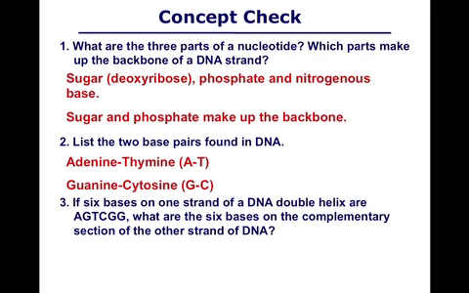All right, and then the third question: if 6 bases on one strand of DNA double helix are AGT, CGG, what are the 6 bases on the complementary section of the other strand of DNA? So you might be like, what? But you know the answer because it's just the base pairs. So what pairs with the A? T. What pairs with the G? C. Right? So you can write it out. You can actually answer the code. What's on the other side is the DNA. And the answer is TCAGCC. So you can write those right next to each other and you'll see that they pair up. Right? So that's how they lock together.